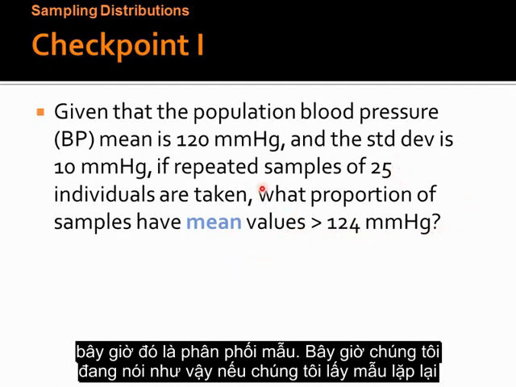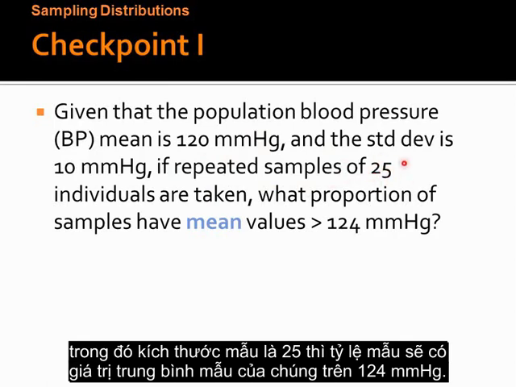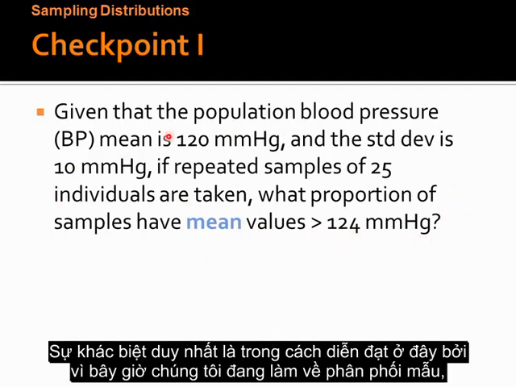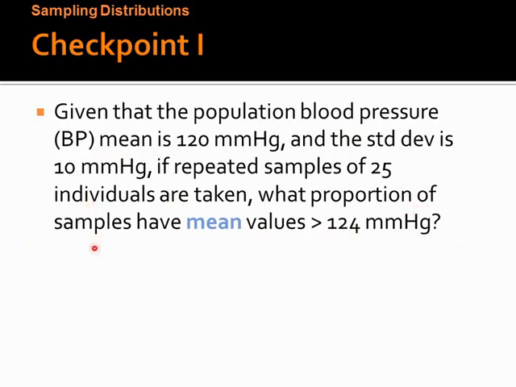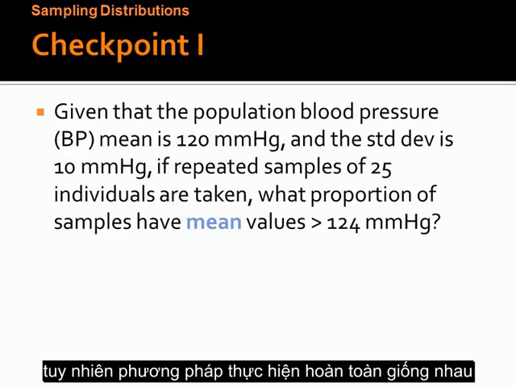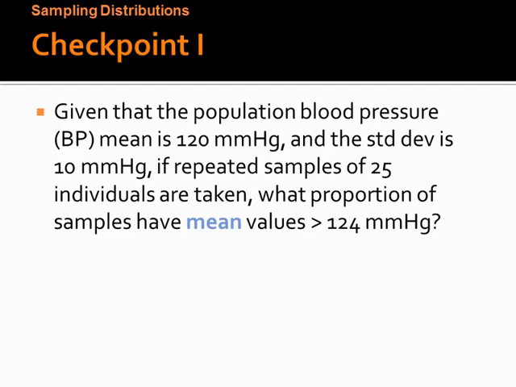Now that it is for sampling distributions, we are saying that if we take repeated groups where the sample size is 25, what proportion of the samples would have their sample mean values above 124 millimeters of mercury? The only difference is in the wording, because now we're working on the sampling distribution. We are no longer working on the population distribution. However, the method of doing it is exactly the same. So pause for a moment and try to do it.